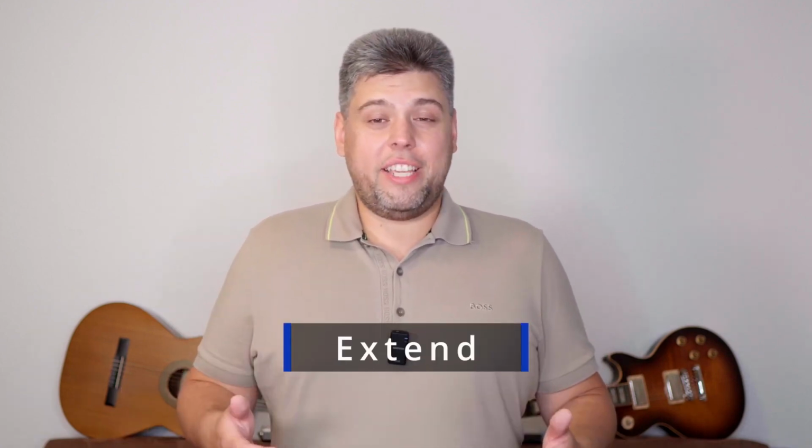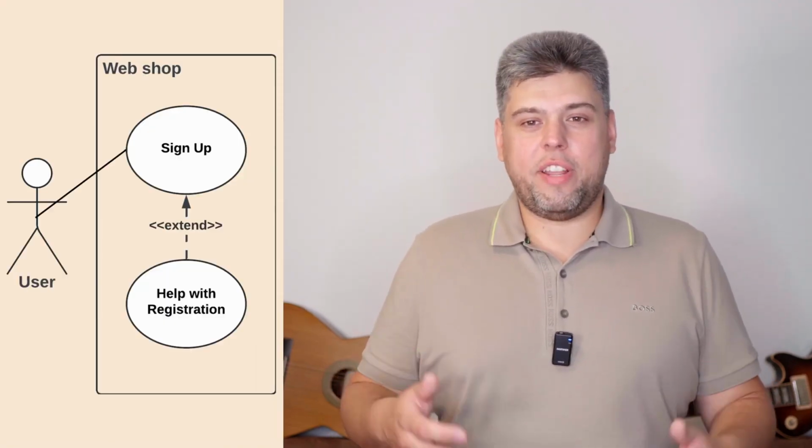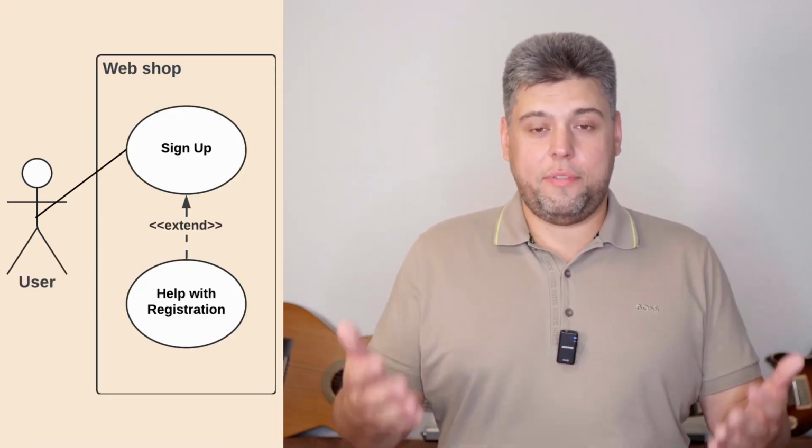The second and third types are exclusive to connect use cases and are called extend and include. Extend is a directed relationship that shows optional additional usage of a given use case. For example, if you want to create an account, you may go through the process immediately. But sometimes registration is a bit complicated and you must go through the help section to make it work. In this case, help with registration extends the register an account feature.